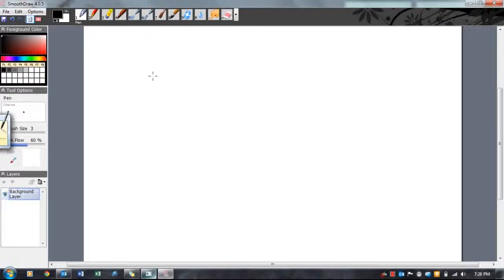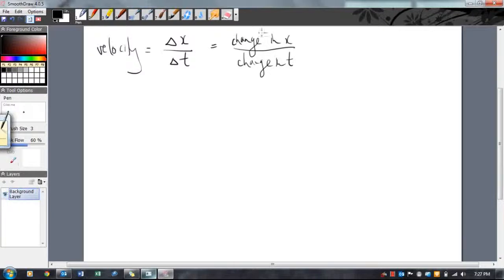Alright, so onto something else now. Just to be able to use those, what we're going to talk about is velocity. Velocity is equal to the change in position over the change in time. Okay, so just in case you don't know this notation, the triangle means the change. So the change in x over the change in time. Okay, so that's our velocity.